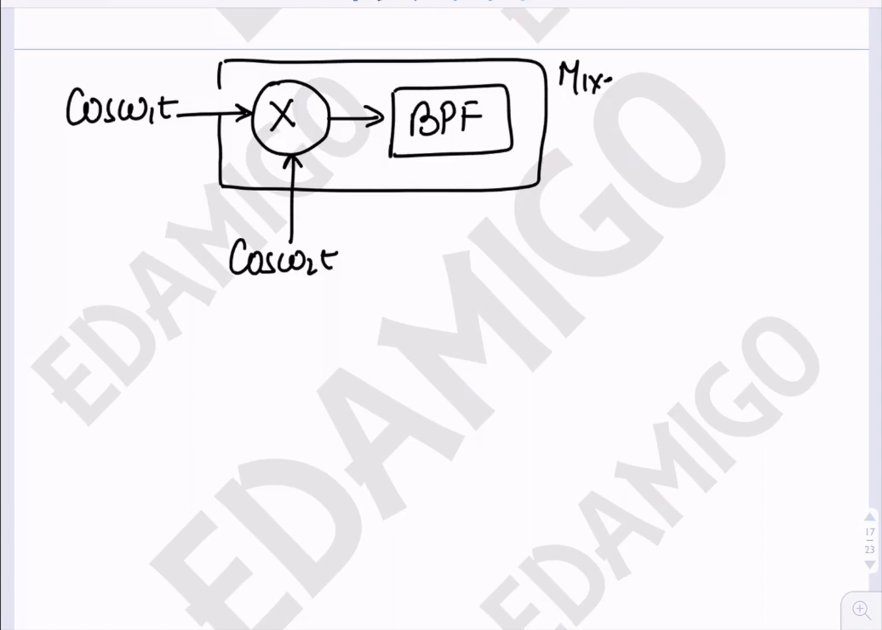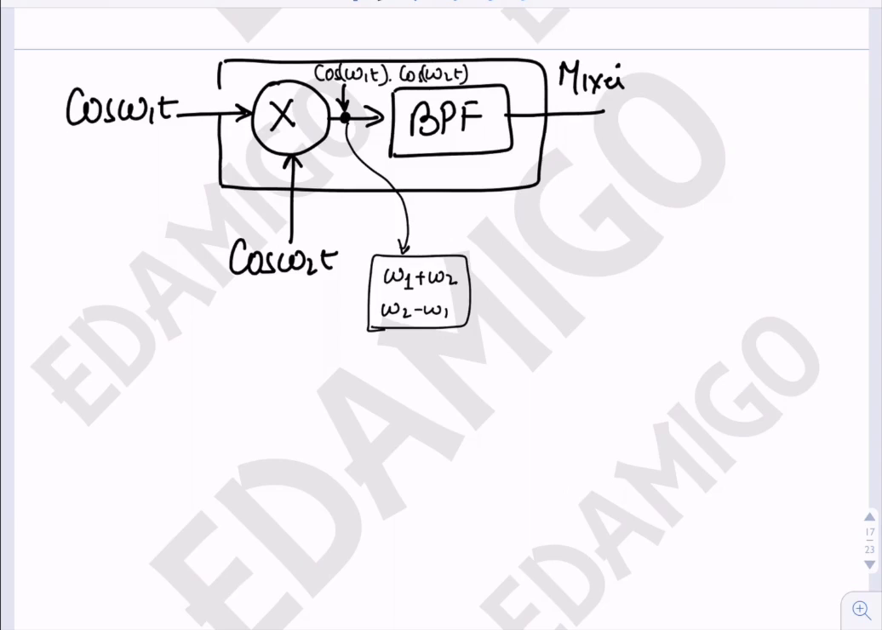So mixer, first of all, has a multiplier. So we can see that here we will get cos of omega 1t multiplied by cos of omega 2t. So here we have two frequencies. One signal is of frequency omega 1 plus omega 2. The other one is of frequency omega 2 minus omega 1. Okay, we have two frequencies.